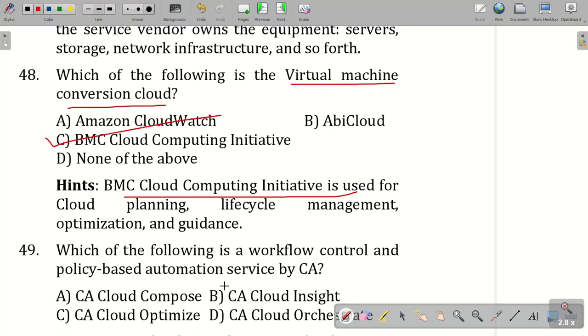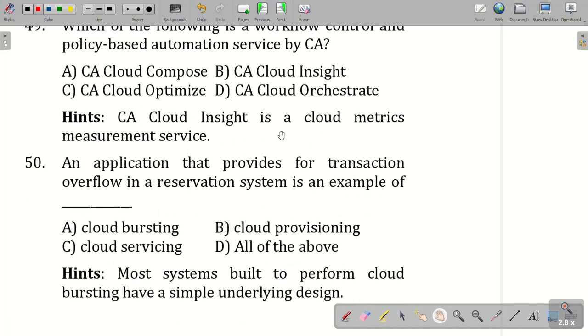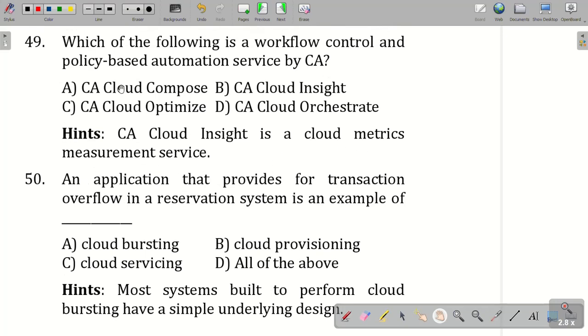BMC Cloud Computing Initiative. Which of the following is a workflow control and policy-based automation service by CA? CA Cloud Insights is a cloud metrics measurement service. The correct answer is CA Cloud Orchestrate. Orchestration is one of the most important topics of cloud computing. If you look at the help on the net, you will get details about orchestrate.